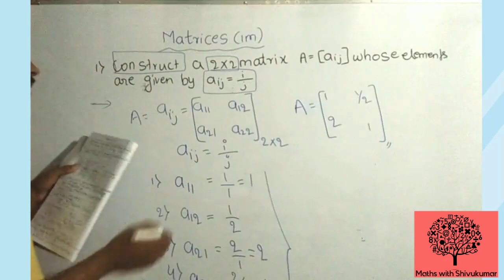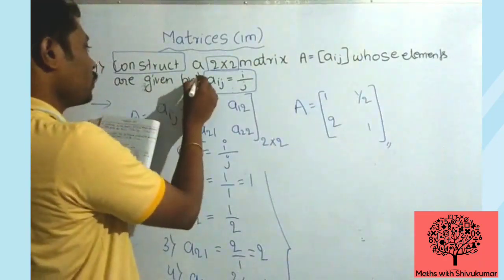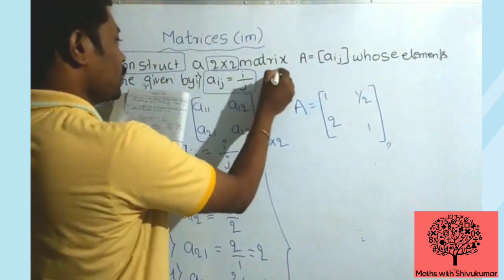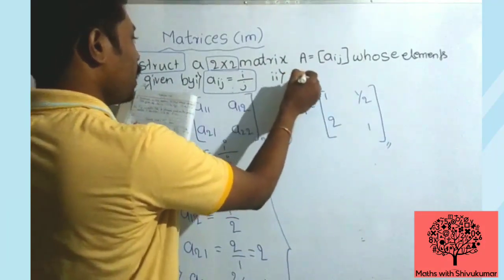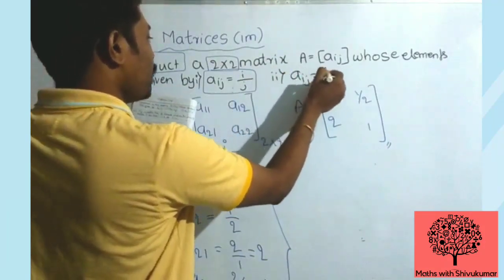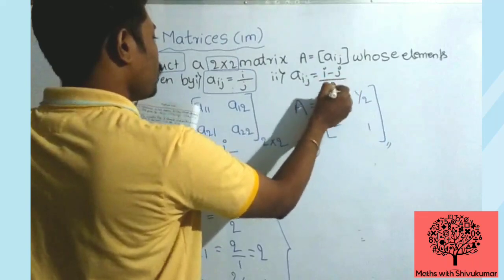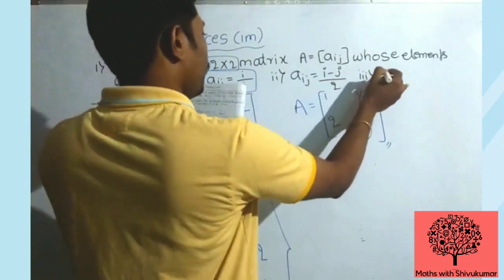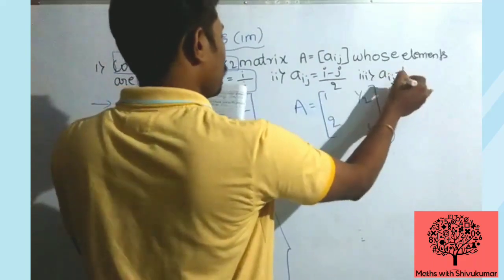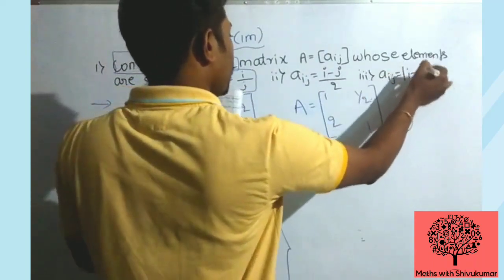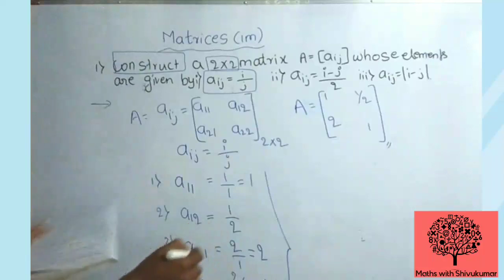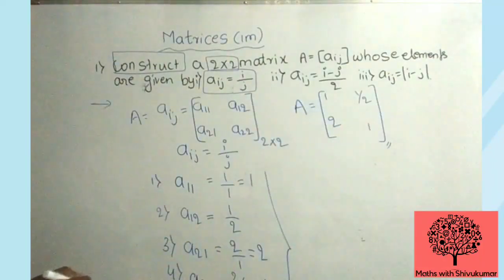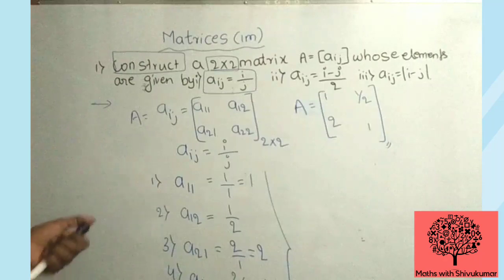Okay, see students, this is one I have discussed. Second one, Aij is equals to I minus j divided by 2. Another one is there, third one, Aij is equals to modulus of I minus j. So out of these, I hope the second one you people will solve later. The third one I am going to solve. Yes or no?